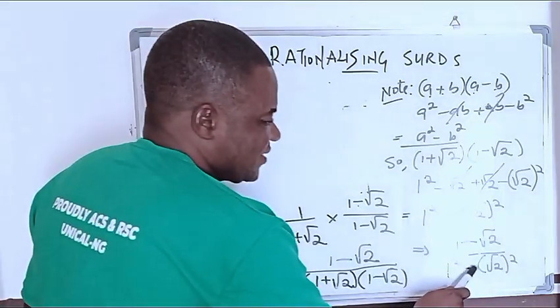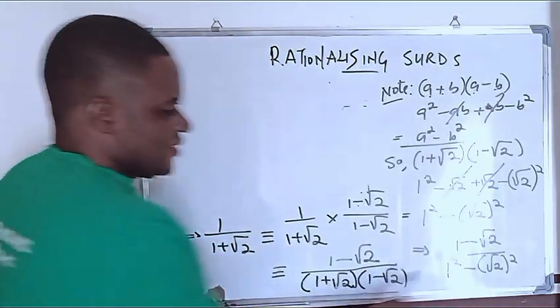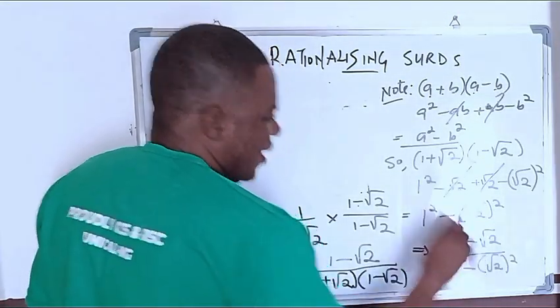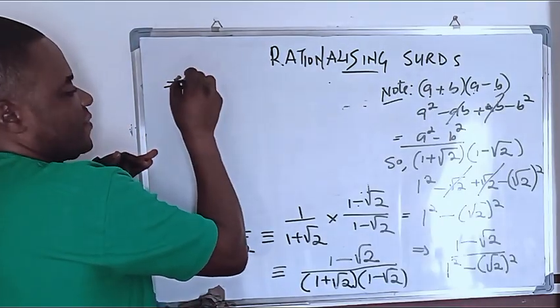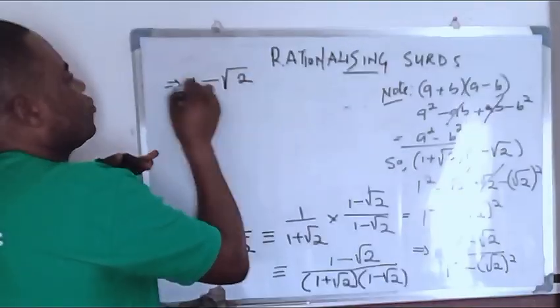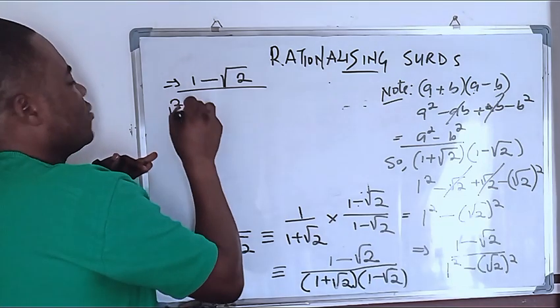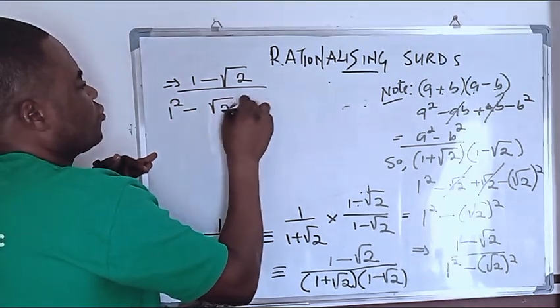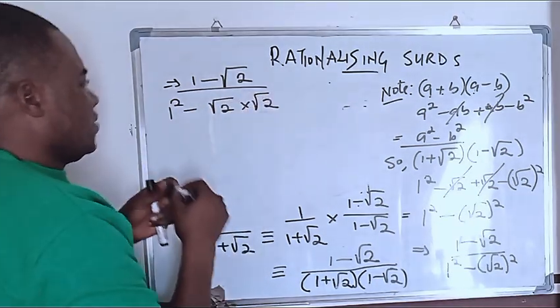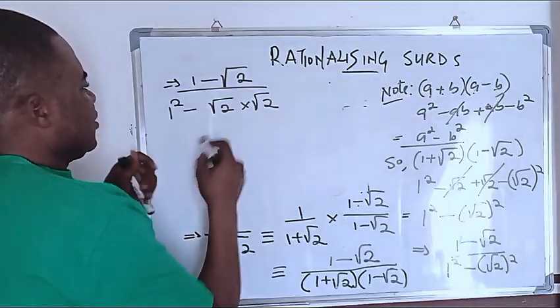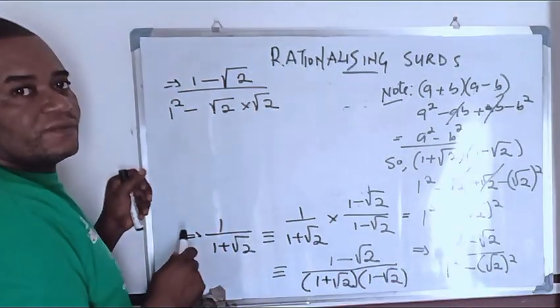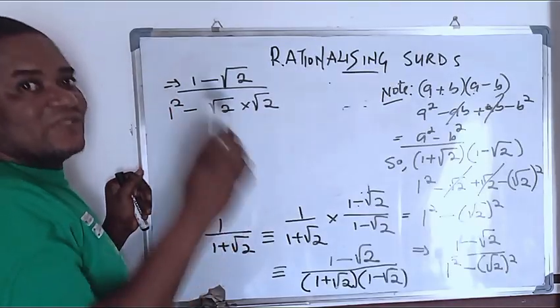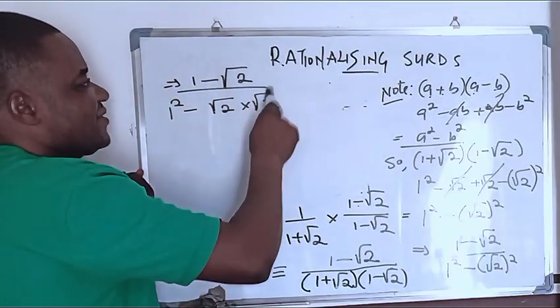Now, to solve this root 2 squared, we'll have this: 1 minus root 2 over 1 squared minus root 2 times root 2. Remember that root 2 squared means root 2 times root 2. Again, do not make the mistake of cancelling anything here.